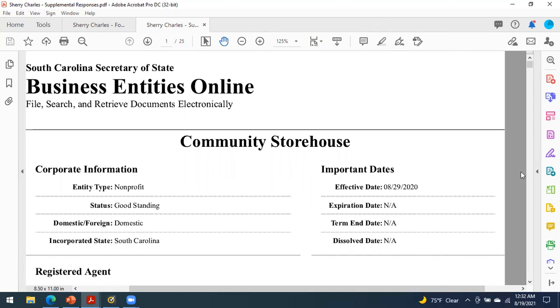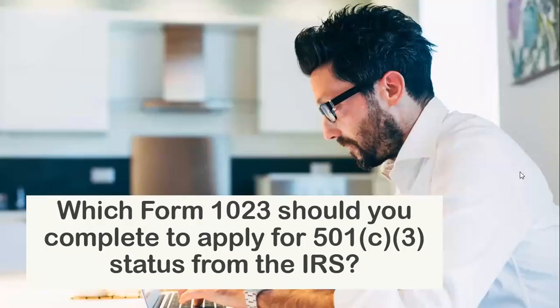So we're back. Which Form 1023 should you complete to apply for 501(c)(3) status from the IRS? Should you complete the Form 1023 EZ streamlined version, or should you complete the Form 1023 standard version? What do you think?